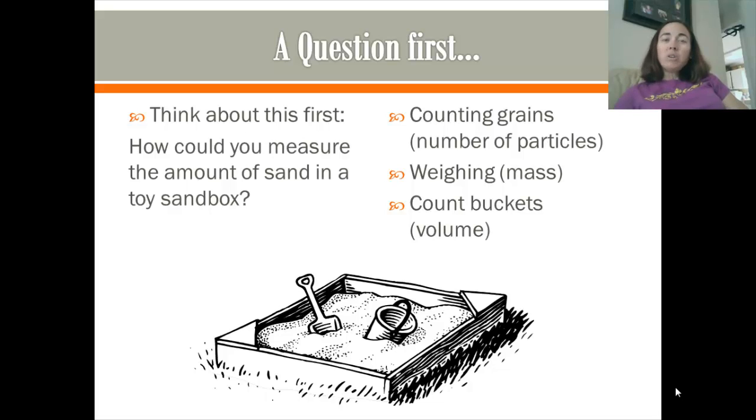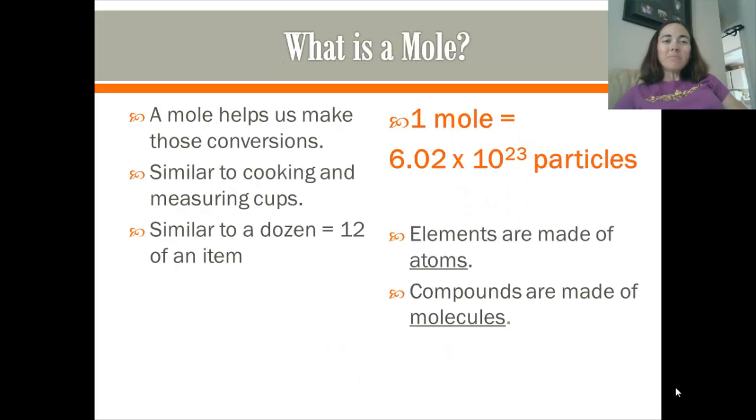Each one requires different equipment and different amounts of time. Some are easier than others. So it really comes down to a matter of which one you want to do. But you can find the answer to this question with any of these units by using conversion factors. And that's where the mole comes in. A mole helps us make these conversions.